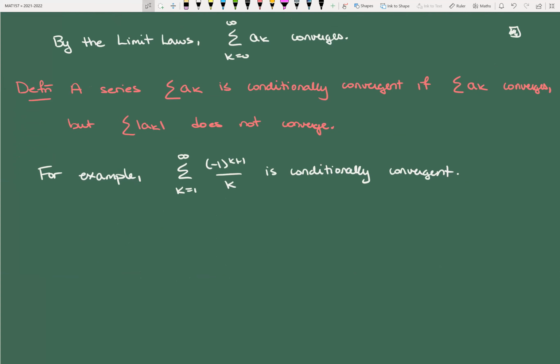Let's see an example now about why this is useful. Because we can use it to translate a series into something to which we can apply the LCT and the BCT. So let's do a slightly more interesting example now. Let's say determine if this sum converges. Whatever, let's start at 1.